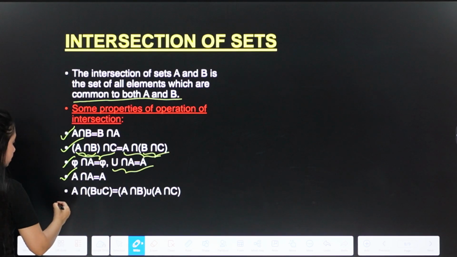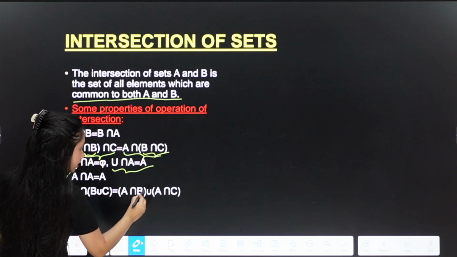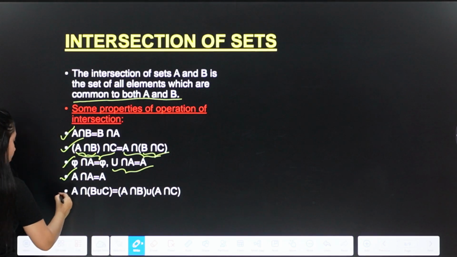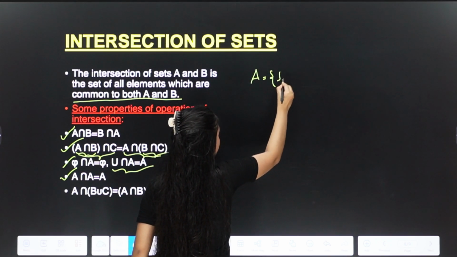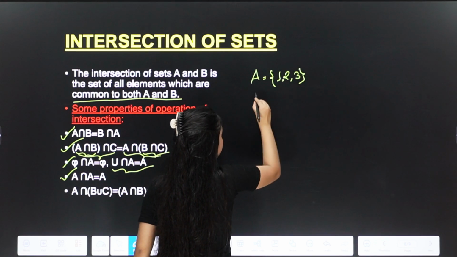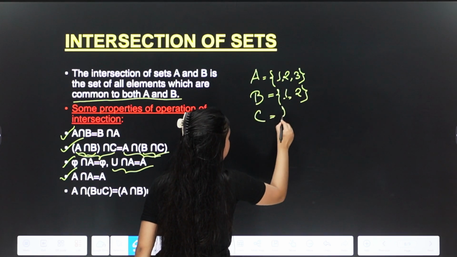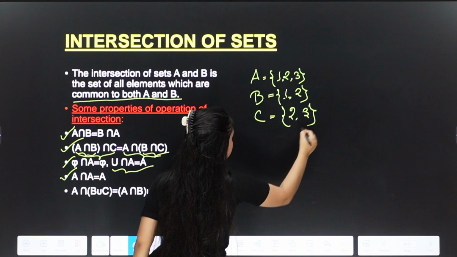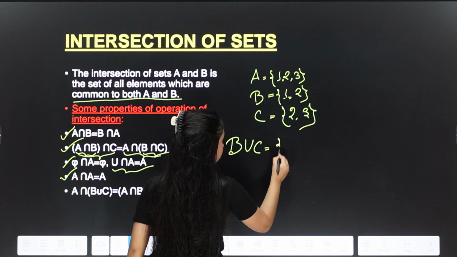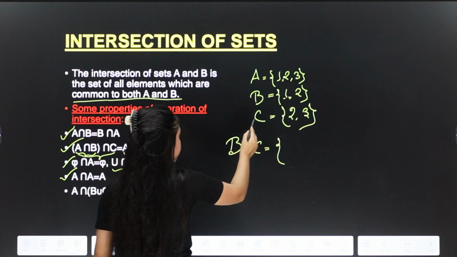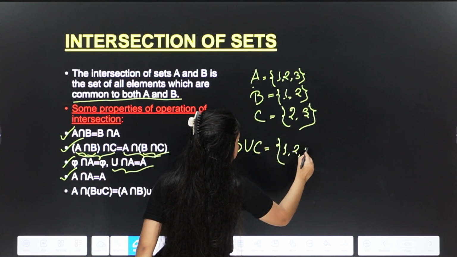Again, we have the last property, that is distributive property. So A intersection B union C is equal to A intersection B union A intersection C. So we will solve this. For example, let's take A is 1, 2, 3, B is equal to 1, 2, C is equal to 2 and 3. So first we will find B union C. So B union C is all the elements present in B as well as present in C. So it will be 1, 2, 3.